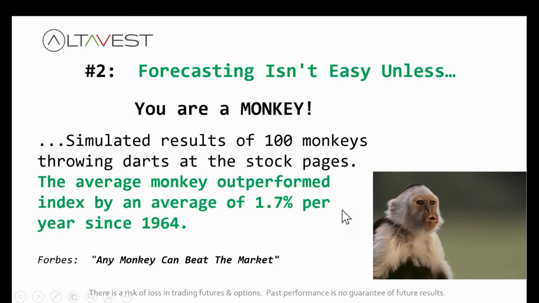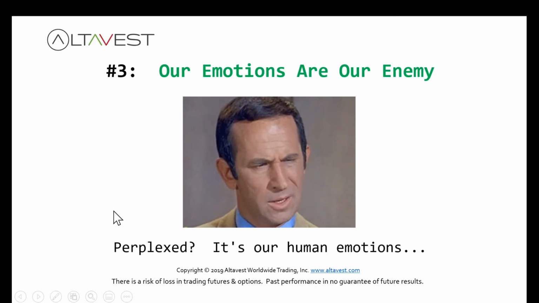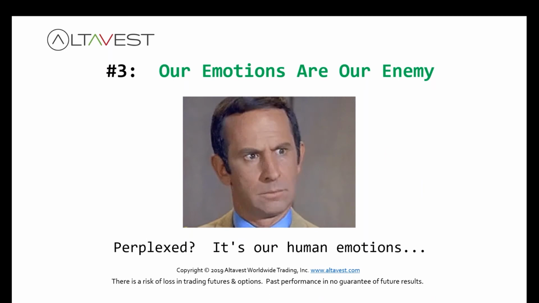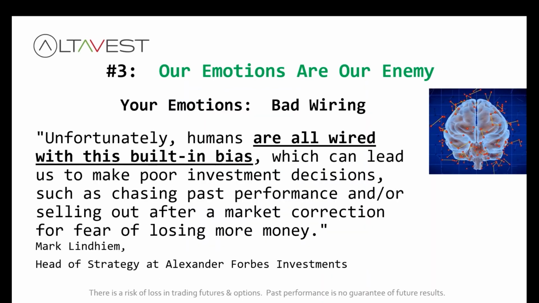So I thought that's kind of a funny little anecdotal story. Article in Forbes. Also, robot analysts outwit their human counterparts on investment picks. That's probably stating the obvious, only a matter of time, right? That's a Bloomberg article. So number three, we don't always realize it, maybe some of you more than others do, but really our own emotions get in our way. Hope, fear, greed, anxiety, those all become our own worst enemy. It's kind of one of those things where we just get in our own way.